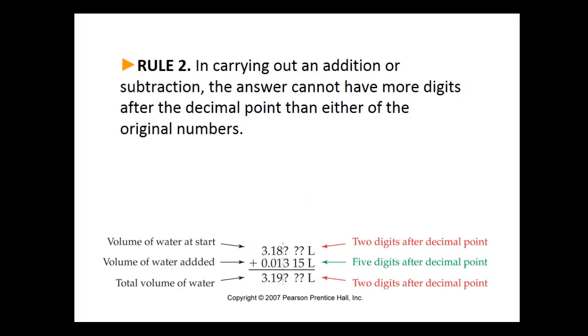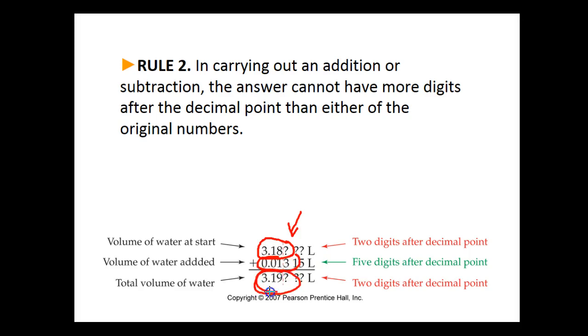For addition and subtraction, there's a decimal rule. It says the answer cannot have more digits after the decimal point than either of the original numbers. So the original number here is 3.18, and the number here is 0.013. The lowest number is this one. This one goes to the hundredths place, so your answer should end up in the hundredths place as well.